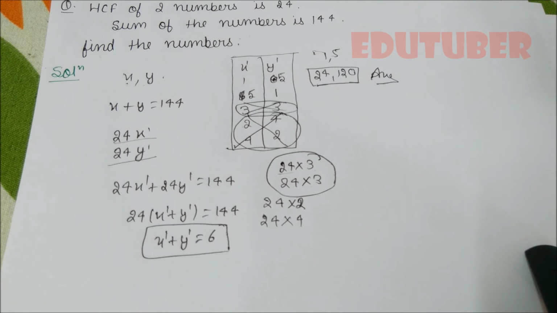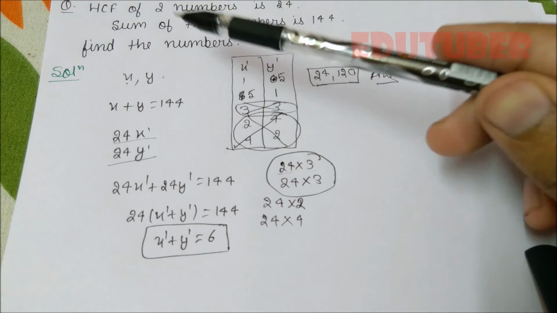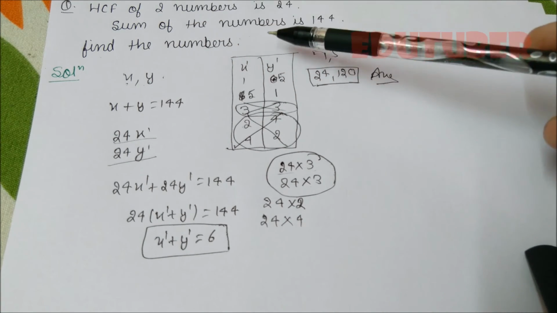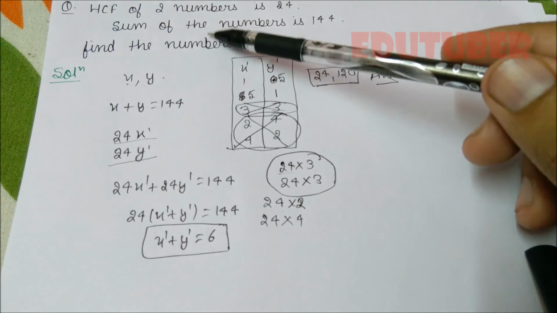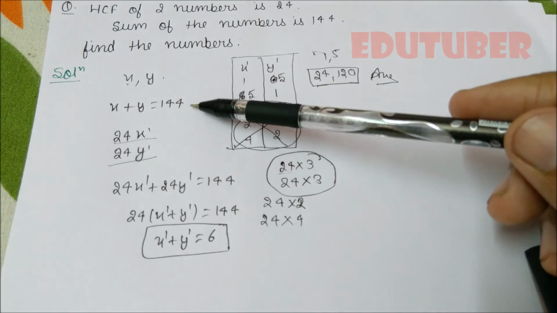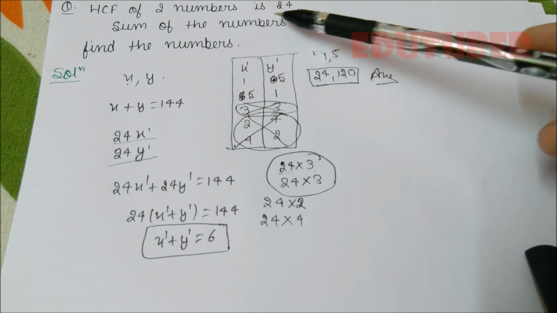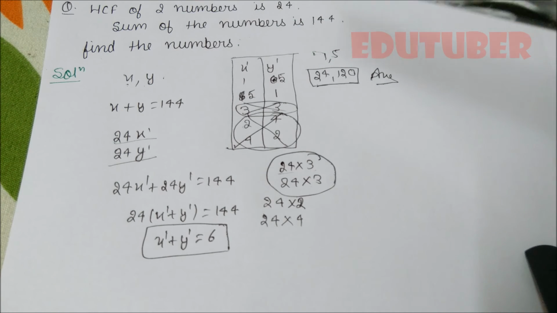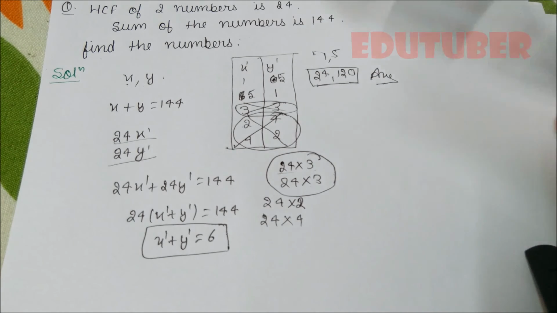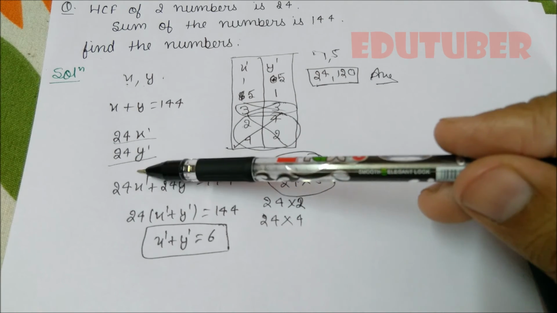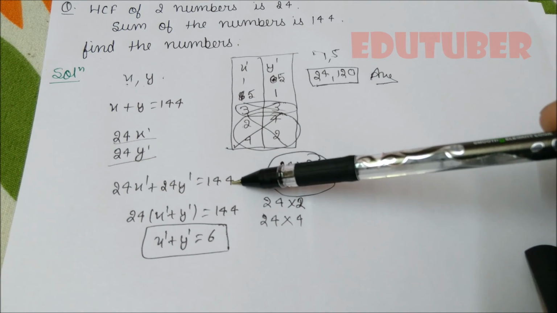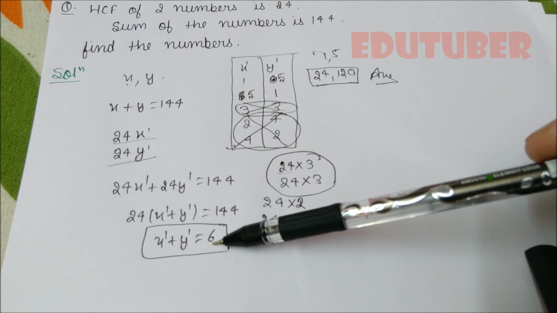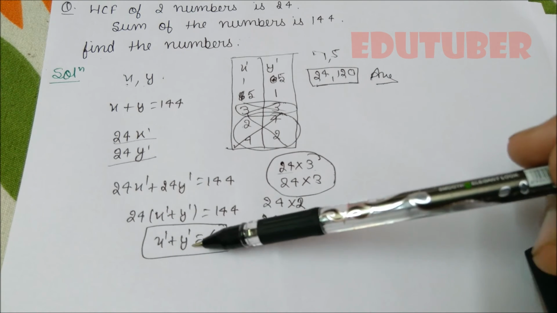So let's come to the last question of this topic. The question is: the HCF of two numbers is 24, and the sum of the numbers is 144. Find the numbers. Let's assume the numbers are x and y. The sum is 144, so x plus y is 144. The HCF of the two numbers is 24. HCF is the highest common factor, which means both numbers must be multiples of 24. So we can write one as 24x', another as 24y'. Then 24x' plus 24y' is 144, so x' plus y' comes out to be 6.